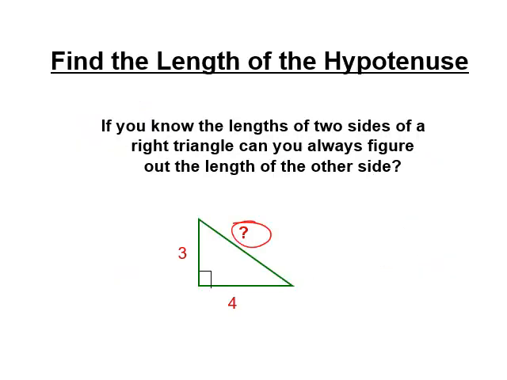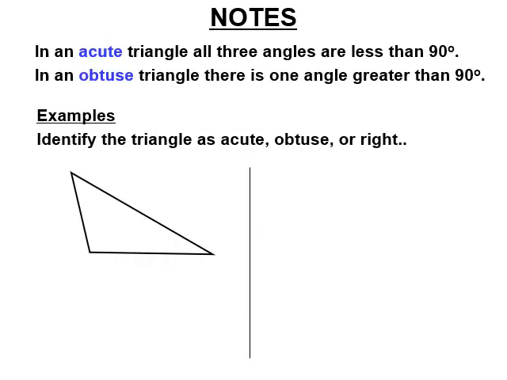We're going to be able to find the length of the hypotenuse of right triangles if we don't know it, as long as we know these two short sides. So let's make sure we know the difference. Look at the triangle you see there. You don't have any numbers now.